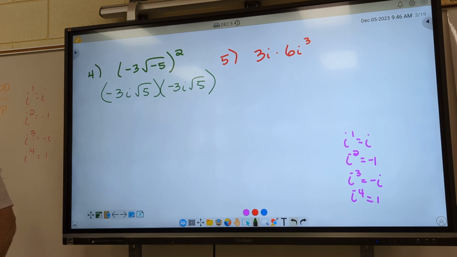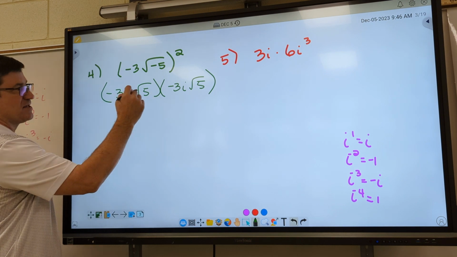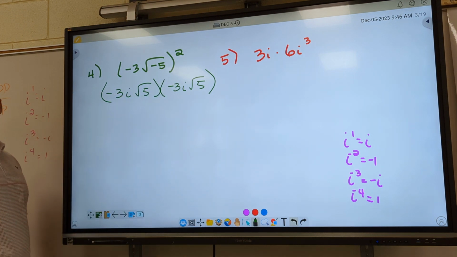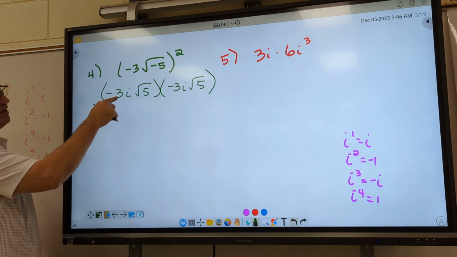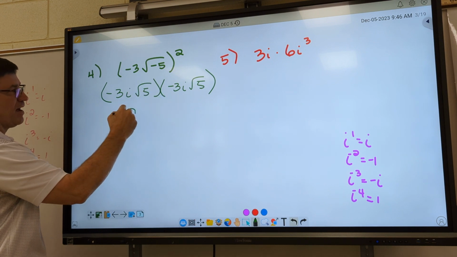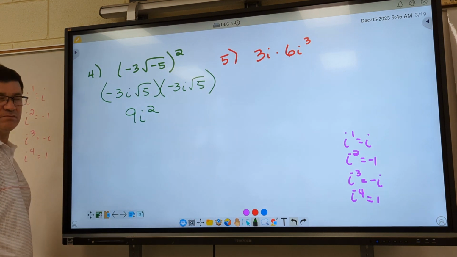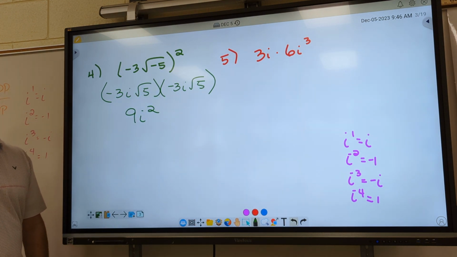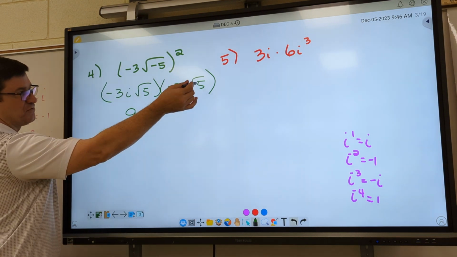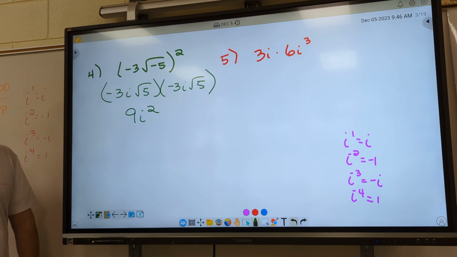All right, so we said that we have to FOIL this out. Guys, we actually don't have to FOIL this one because there's not a plus sign or a minus sign right there. So I can just multiply the numbers. For example, negative 3i times negative 3i is positive 9i squared. Okay, what is root 5 times root 5 if you put it in your calculator? It's just 5.